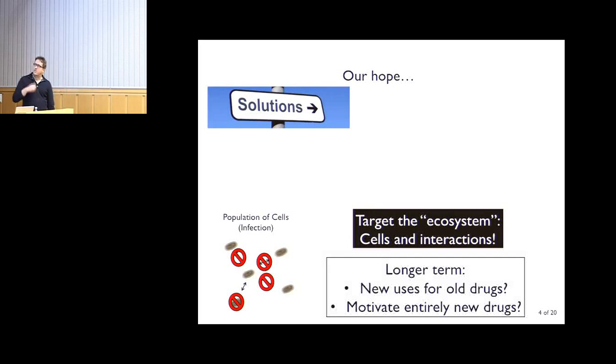And we hope that this can lead to things like new uses for old drugs, right? Where maybe a drug isn't so great at killing a particular cell, but maybe it disrupts the ecosystem in a particular way. Or maybe this can motivate entirely new classes of drugs. Maybe you could say, you need to mess with this particular interaction between these two types of cells. And to do that, you can cause a sort of big collapse. Right? This is just the big picture of the way we're trying to think about things in my lab.